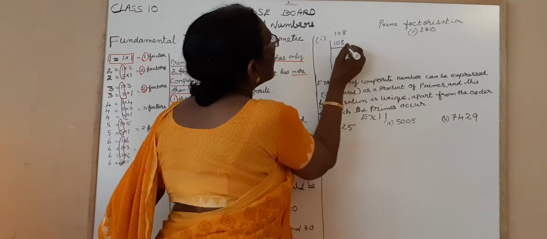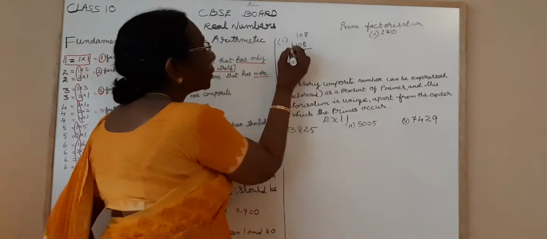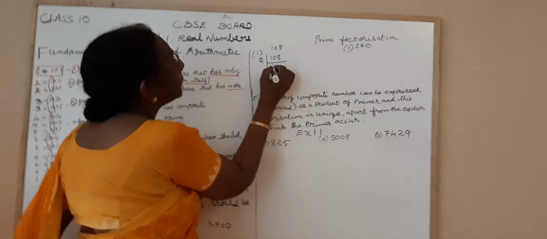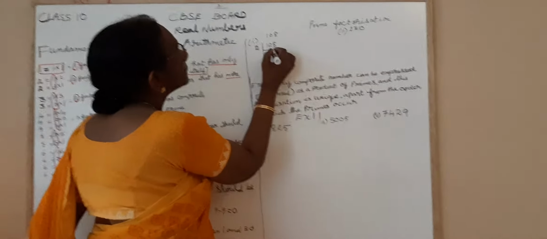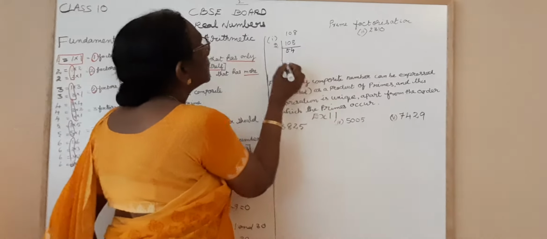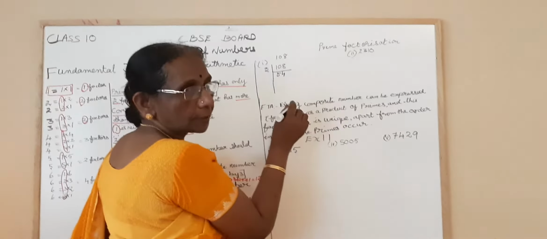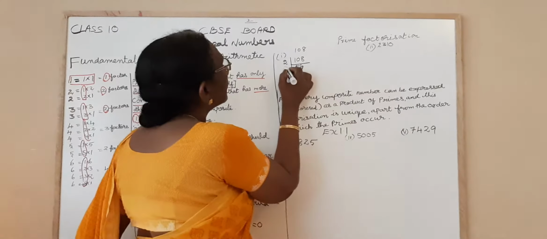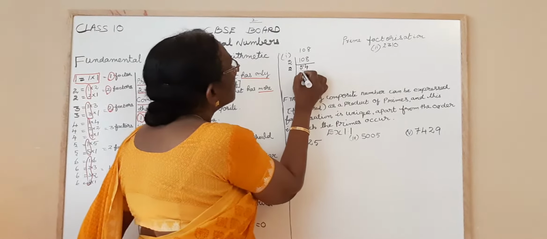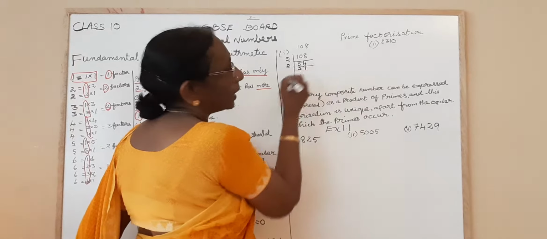Now first see the units place number, it is 8. So it is divisible by 2. So you divide by 2, 5 2s are 10 and 4 2s are 8. And now again the units place number is 4. So divide by 2, 2 2s are 4, 7 2s are 14.